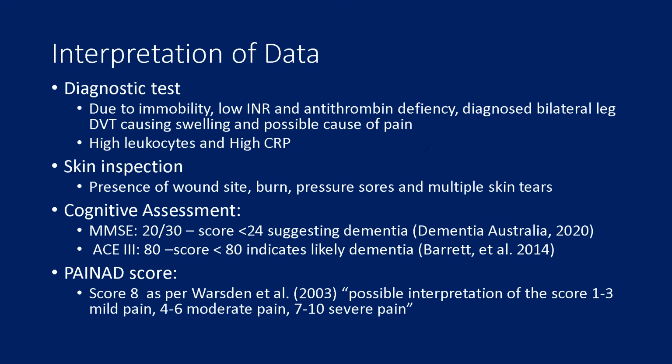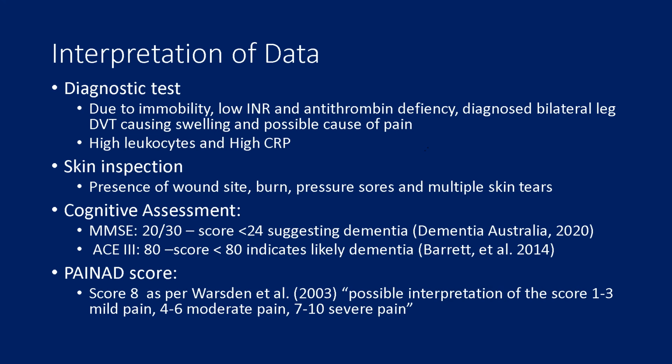It also showed he has high leukocytes and high CRP, which may be indicative of infection and swelling. Upon skin inspection, there was a presence of a wound site, a burn, pressure sores, and multiple skin tears, which will be a possible cause of pain. And before I go any further with his pain scale, his cognitive assessment does indicate cognitive impairment. His MMSE and ACE-3 suggest he has dementia.